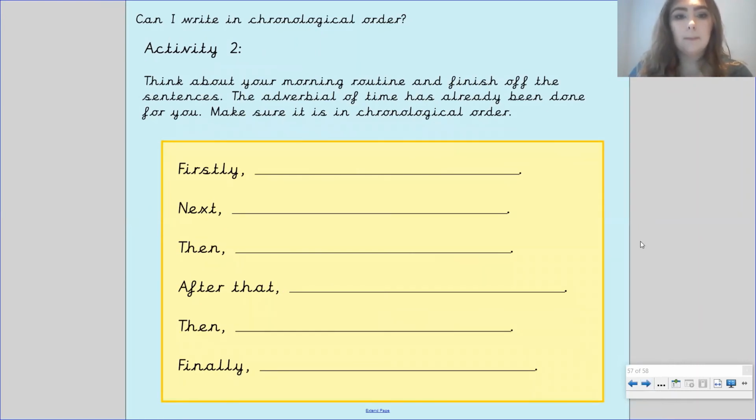Okay, activity number 2. I want you to think about your morning routine and finish off the sentences. The adverbial of time has already been done for you, so you just need to fill in what you would do, but make sure it is in chronological order. So you've got firstly, next, then, after that, then, finally, and you just need to tell me what you are doing for your morning routine in chronological order. Pause the video here if you are going to be completing activity number 2.